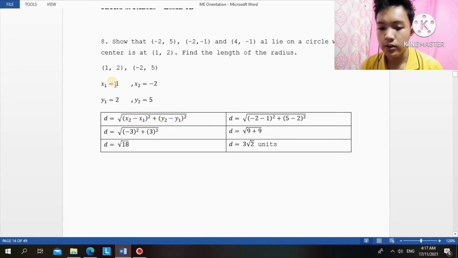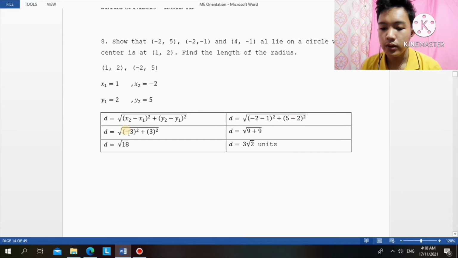So our x sub 1 is equal to 1, and y sub 1 is equal to 2. X sub 2 is equal to -2, and y sub 2 is equal to 5. So let's substitute the value. So our equation will be the square root of -2 minus 1 raised to 2 plus 5 minus 2 raised to 2. So -2 minus 1 is equal to -3. Then 5 minus 2 is equal to 3.